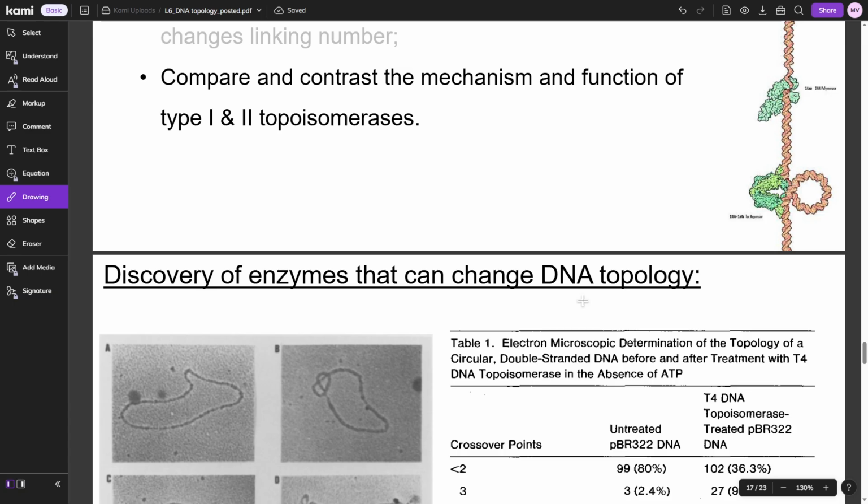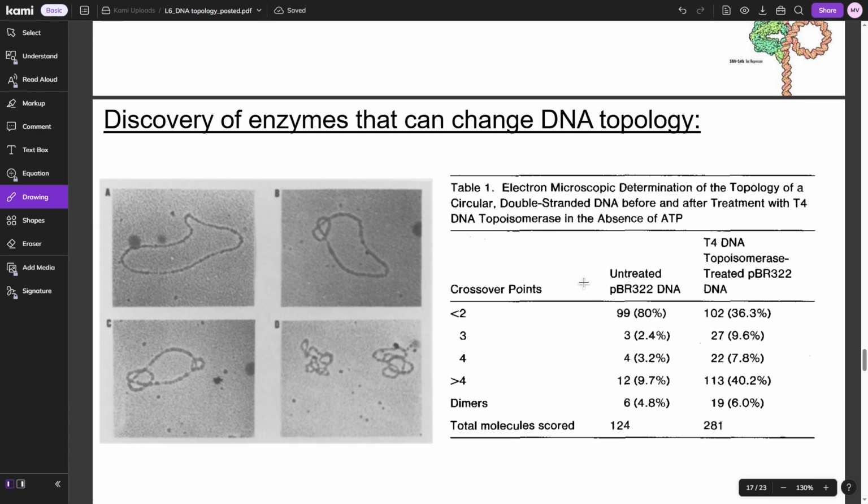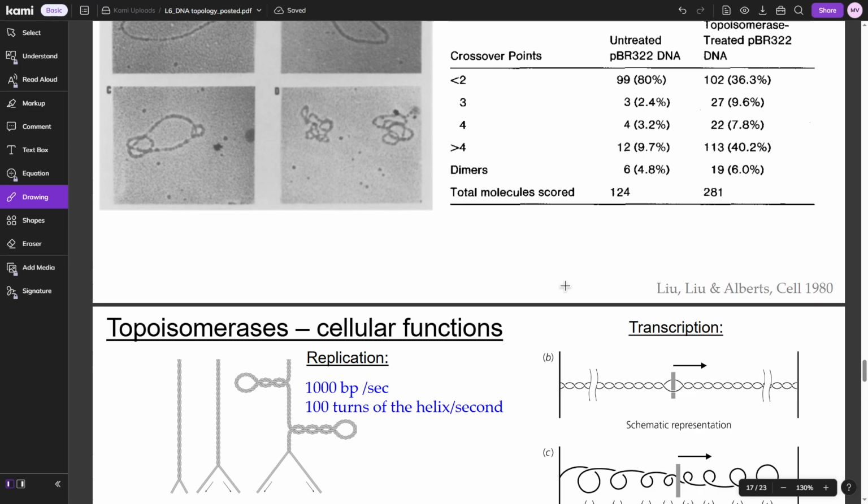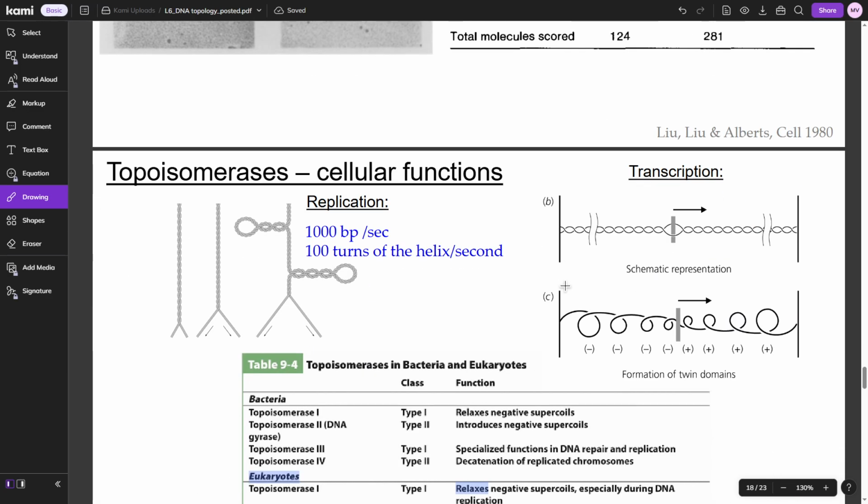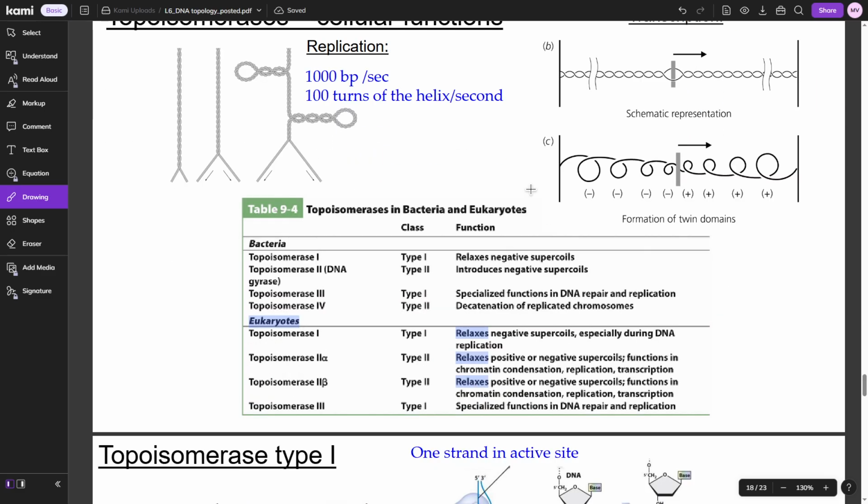Okay, this is where we get into some of the enzymes. There are some enzymes that can change DNA topology and the writhe and twist of DNA. These are topoisomerases. Topoisomerases are very important because they are used in DNA replication as well as some other things.